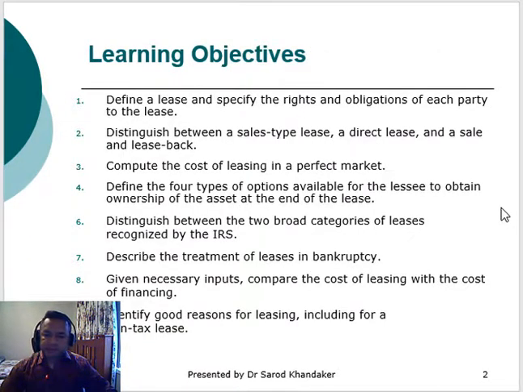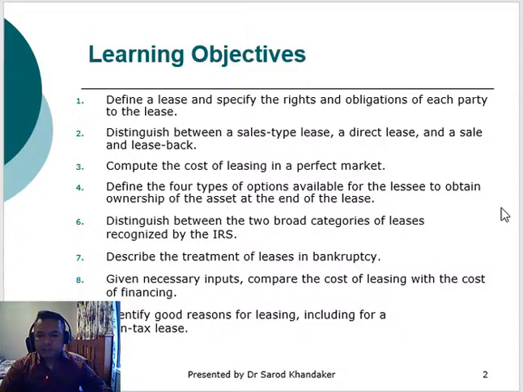First, the learning objectives. The learning objectives include: 1. Define a lease and specify the rights and obligations of each party to the lease. 2. Distinguish between a sale-type lease, a direct lease, and a sale-leaseback. 3. Compute the cost of leasing in a perfect market. 4. Define the 4 types of options available for the lessee to obtain ownership of the asset at the end of the lease.